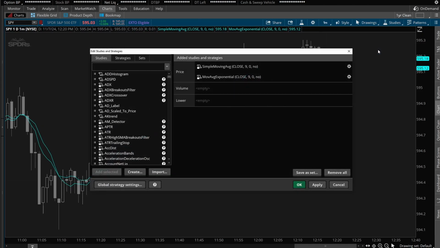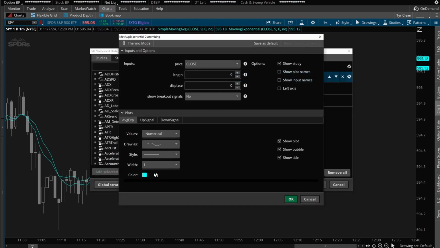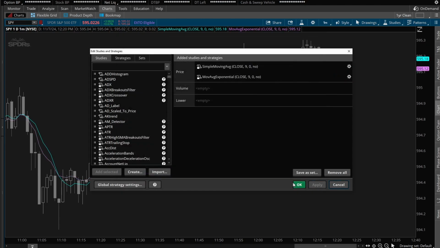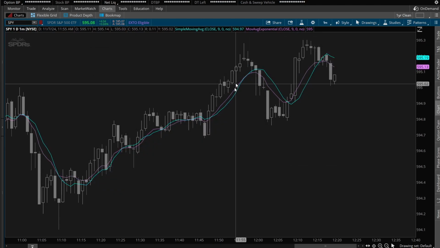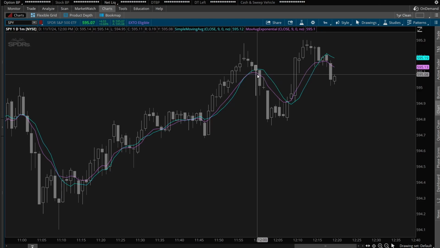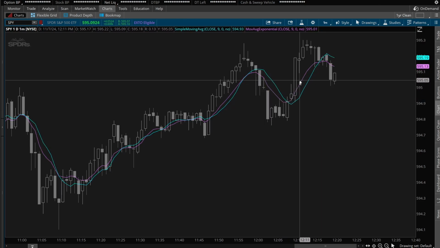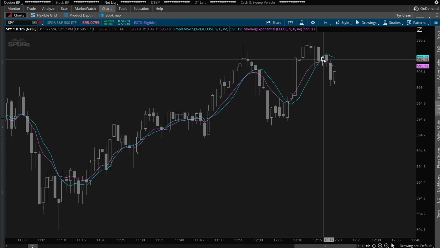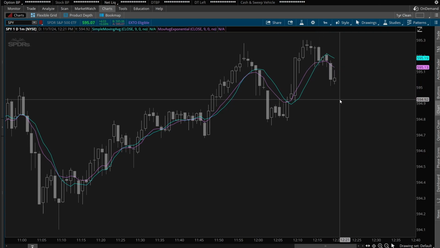Let's change the color of that so we can see which one it is. So it's going to be the purple color now. Now we can see that the purple one is reacting to price a little bit quicker than the light blue, or the cayenne color. And that's just how the exponential works. It's going to react to price just a little bit faster.